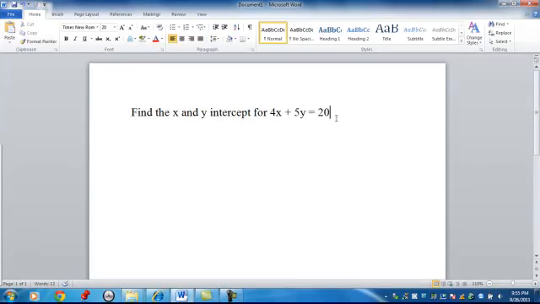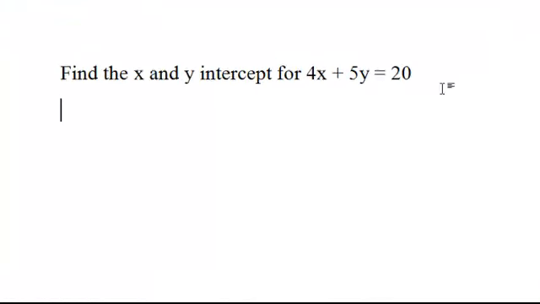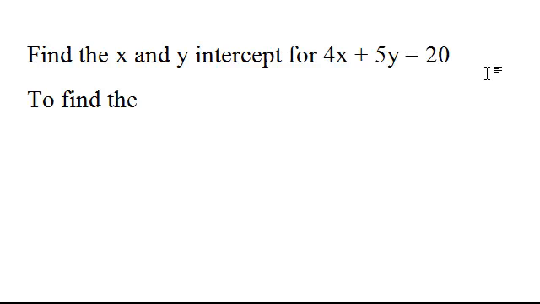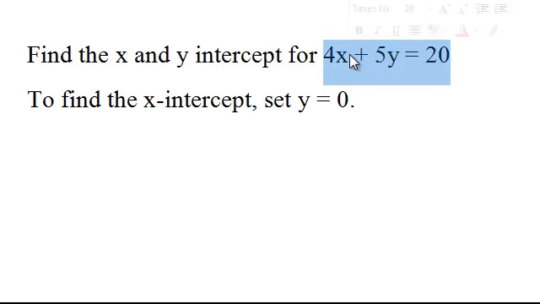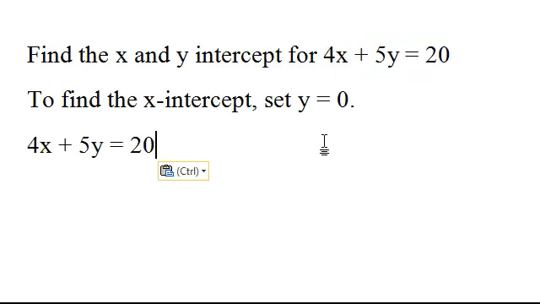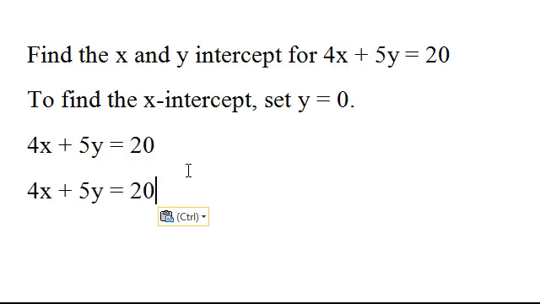Now, first thing we need to do to find the x-intercept, we need to set y equal to 0. So what we're going to do is take this equation here, 4x plus 5y equals 20. I'm going to replace y with 0.